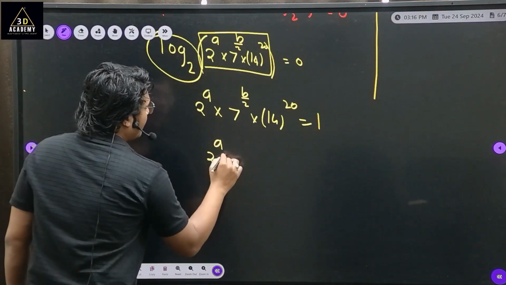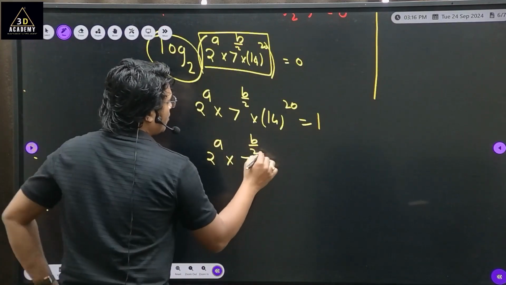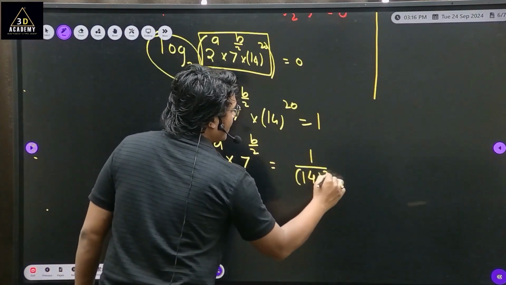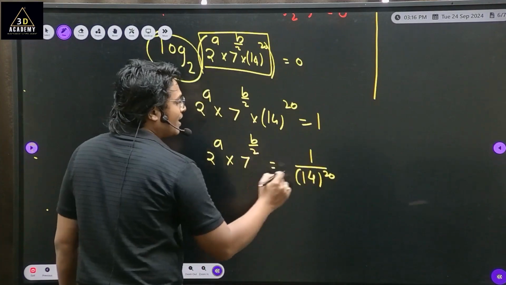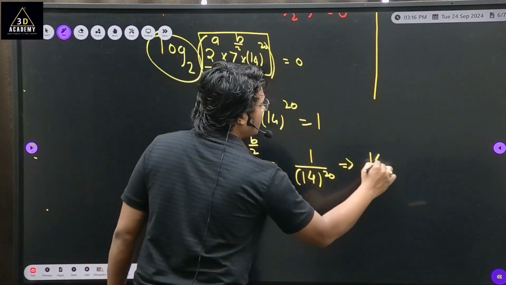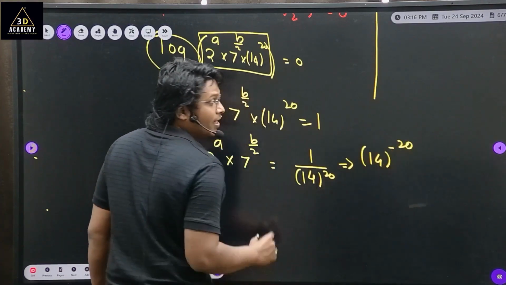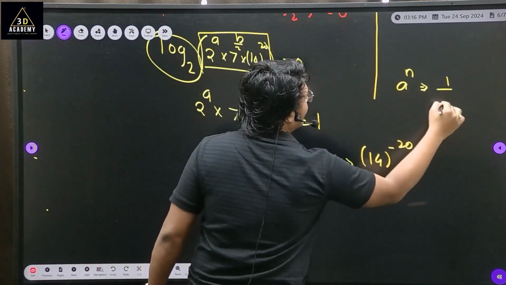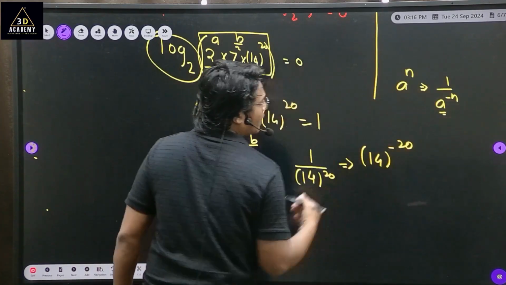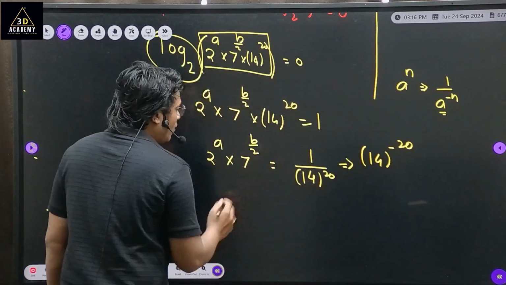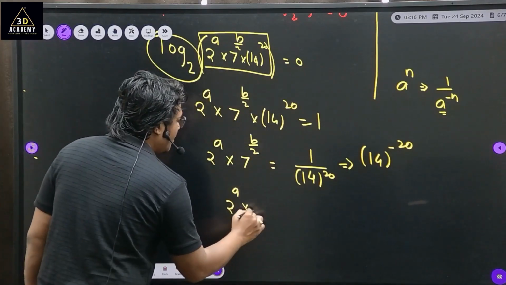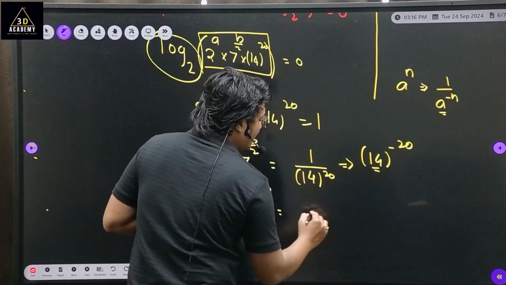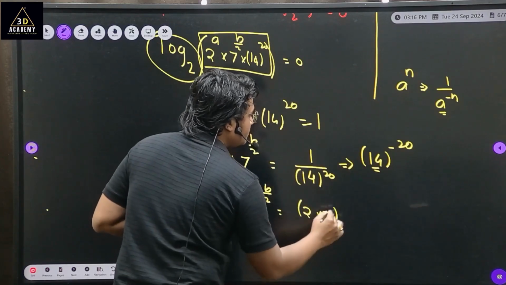Now what I'll do here: 2 raised to a into 7 raised to b upon 2 equals to 1 upon 14 raised to 20. Okay, using the negative exponents law, I will write it as 14 raised to power minus 20. Using the negative exponents law, if a raised to power n is written, I can write it as a raised to power minus n. Yes or no? Correct? Now what is happening here? 2 raised to power a into 7 raised to power b upon 2 will be equal to, now see, 14 can be written as 2 into 7.